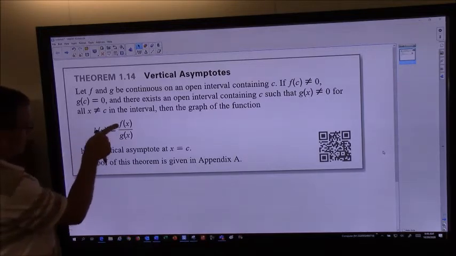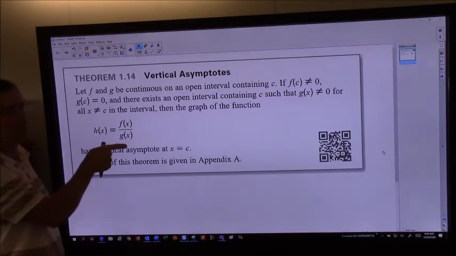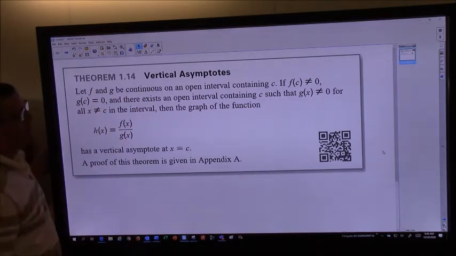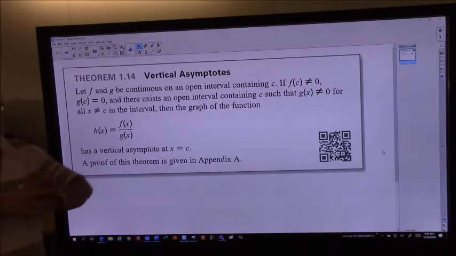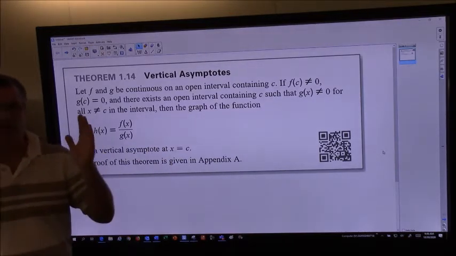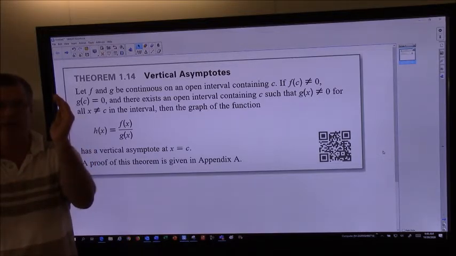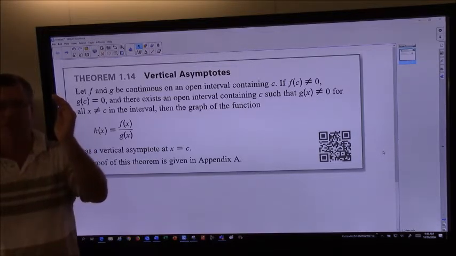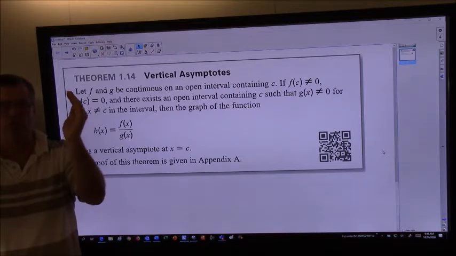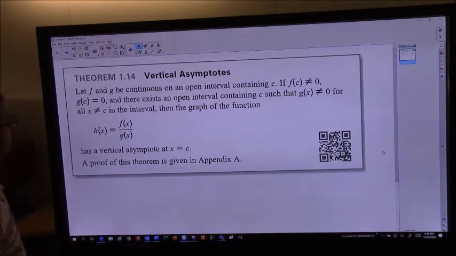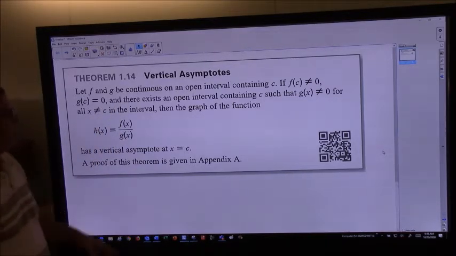Okay, it's a fraction, numerator, denominator. Let f and g be continuous on the open interval containing c. So it doesn't have to be continuous everywhere, it's just on an open interval. Open means we've got parentheses. So let's say between 2 and 4, there's an open interval and this function's continuous there. We're talking about some c value between 2 and 4, okay? Or whatever, I'm just making up numbers here.